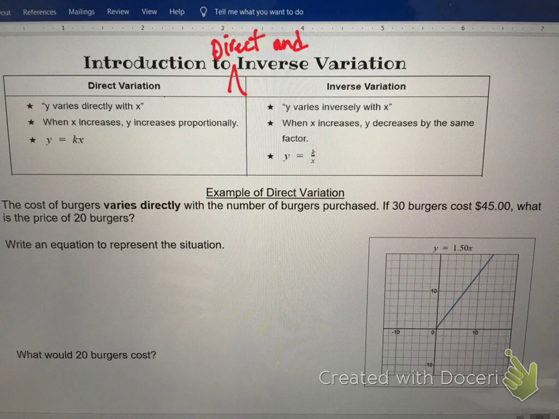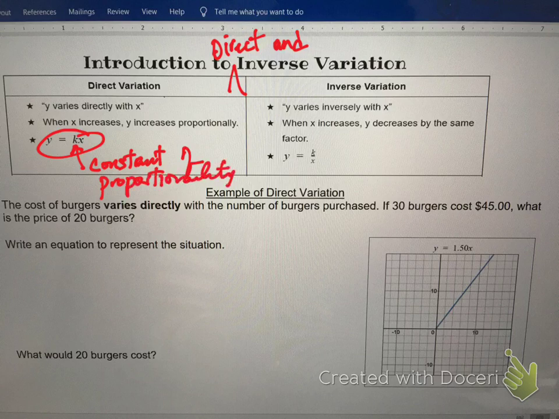And we have an equation that represents direct variation. It looks like this: y equals kx, where k is called the constant of proportionality. Okay, so my k is called the constant of proportionality. All right, so let's give you an example.